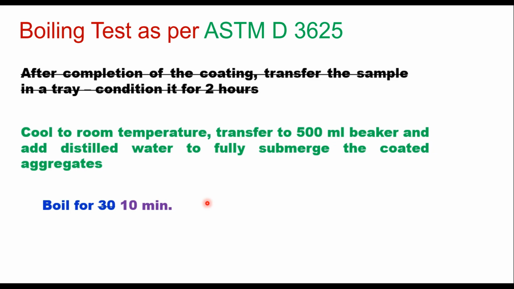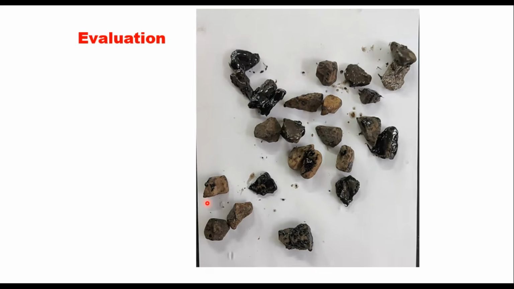Cool it to room temperature, decant the water, and then empty the wet mix on a white paper towel and visually observe the aggregate for retained asphalt coating. The brownish surface as well as completely stripped surface shall be considered as stripped area, and glossy black or dull black portion of the aggregate shall be considered as coated surface. And the stripping value shall be the ratio of the uncovered area observed visually to the total area of the aggregate in each test expressed as a percentage.